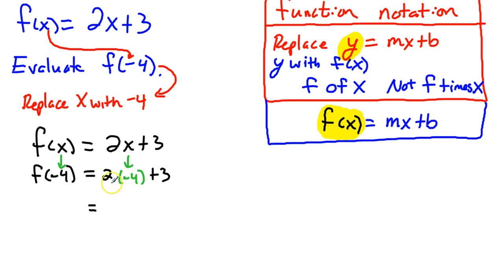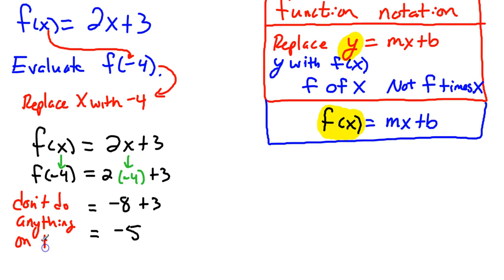Okay, so on the right-hand side, you've got 2 times negative 4. That's negative 8 plus 3. And then negative 8 plus 3 is negative 5. Now, with a problem like this, you don't do anything to the left-hand side. That is your answer right there, because you're looking for an ordered pair answer.